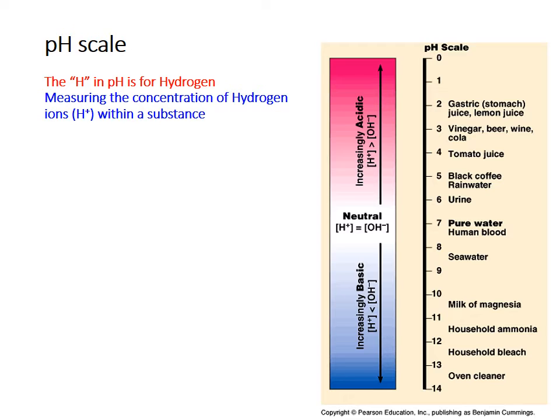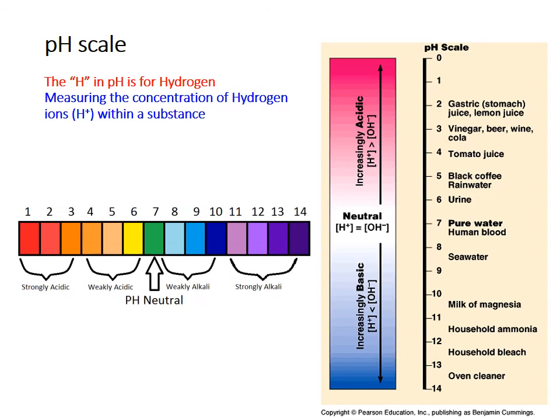So tomato juice would be 10 times 10 times 10, or it would be 1,000 times more acidic. And vinegar, beer, or wine would be 10,000 times more acidic. Your stomach acid or lemon juice would be 100,000 times more acidic, and so on and so on. Again, based on the concentration of the hydrogen ions within a substance.